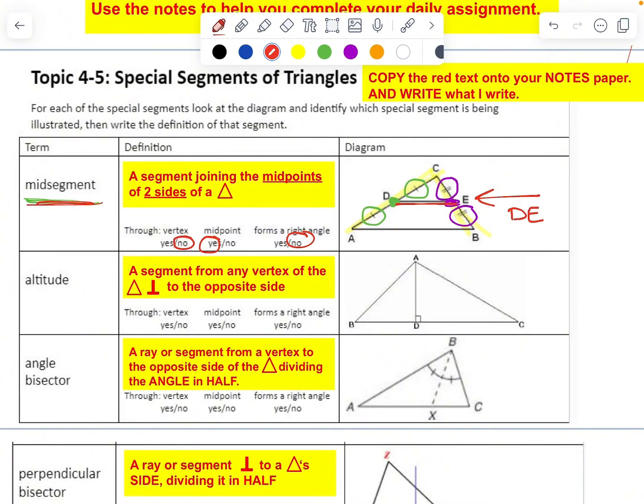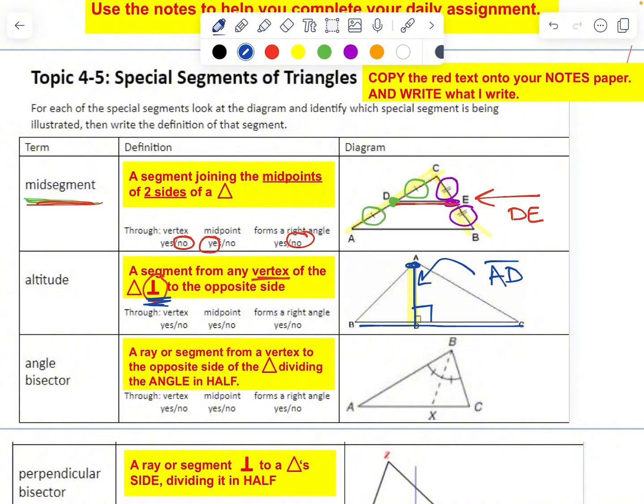Altitude is next. An altitude is a segment from any vertex of the triangle, and then this symbol right here means perpendicular to the opposite side. So we're going to start off at a vertex. In this case, I'm looking at A. So we're starting off at A, and we are going to go perpendicular to the opposite side. So right across from A is the side BC. So I am going to drop a line that makes a right angle. So this right here is going to be my altitude, and that is from A to D. So from A to D, segment AD is my altitude.